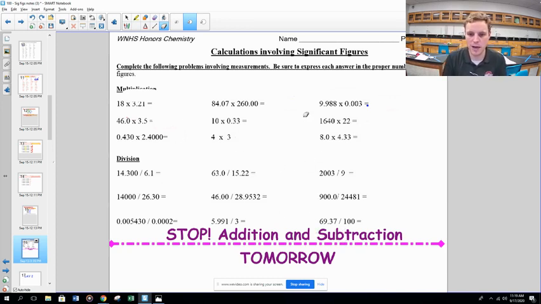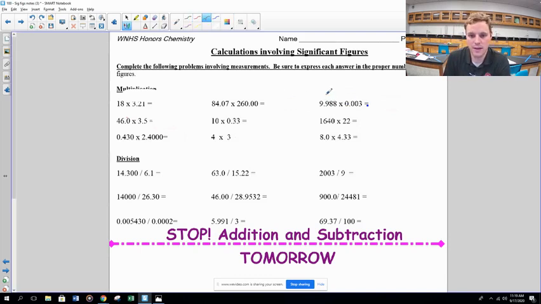If we do maybe a problem here together, let's see. Okay, so let's do 9.988 times 0.003. The first thing I want to do is count how many SigFigs each one of these has. 9.988 has 4 significant figures. 0.003 only has 1 significant figure. So my answer is only allowed to keep 1 significant figure.